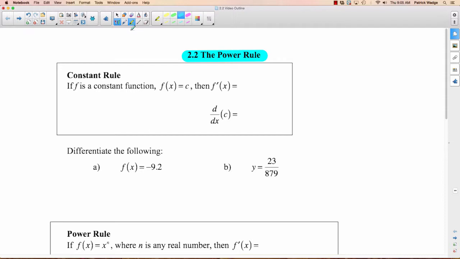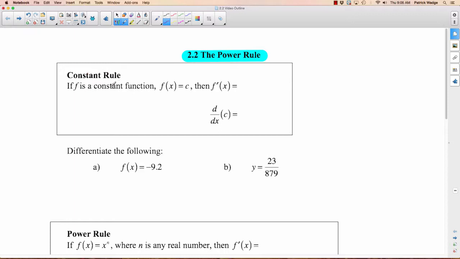Because I don't know about you, but I'm finding that difference quotient, those long formulas we used so many times, are getting a bit tiresome. They take so long. So let's find some faster ways to find derivatives. The first rule we're going to use is the constant rule.